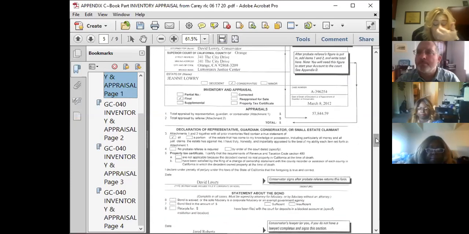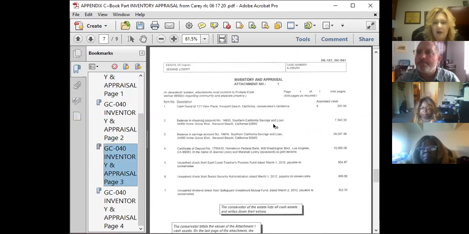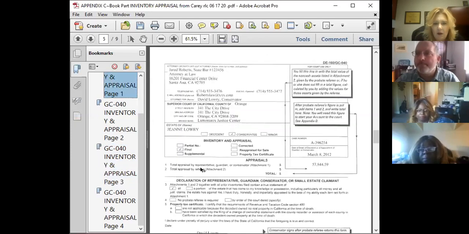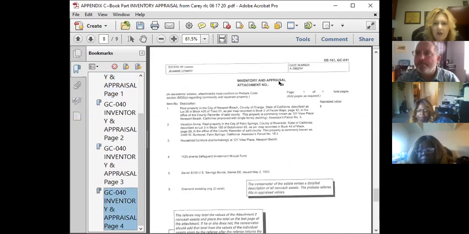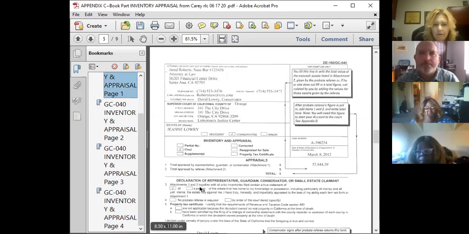Okay, so before we finish completing the form so that we can send it to the probate referee. In line number 3, you will mark the box that attachment 1, here's attachment 1, which is the cash, and attachment 2, which is the probate referee's page, are true and correct statements.